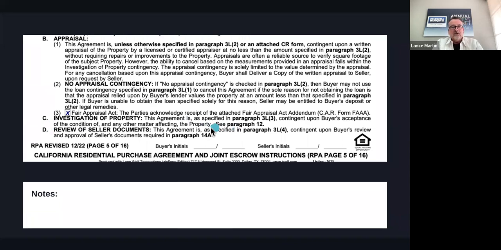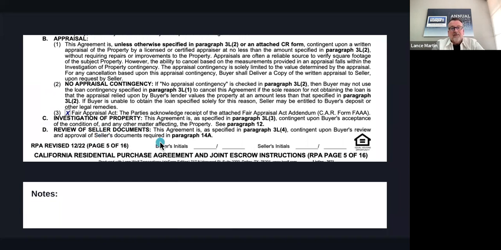Okay, investigation of property. This agreement is, again, as specified in paragraph 3L, contingent upon the buyer's inspection. And it's a physical inspection. Maybe it's a termite inspection. Maybe it's a roof inspection, a septic inspection, an electrical inspection, whatever we want to call it. They have the ability to do all of these inspections. And unless it's specified otherwise, the buyer has the ability to do these inspections and throw up a red flag and say, I'm not happy with the condition or whatever happens to be.